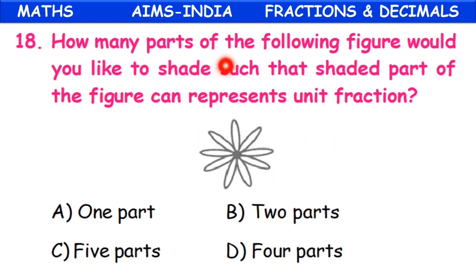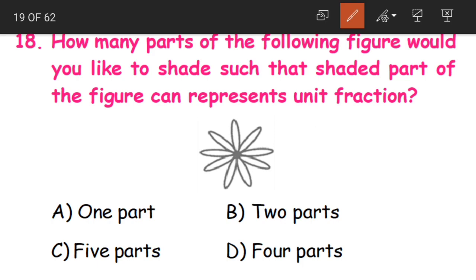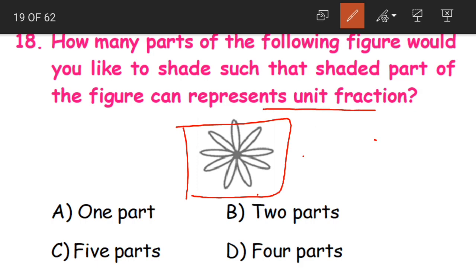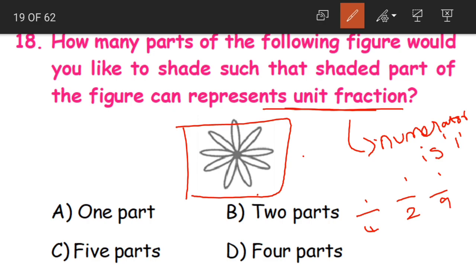Next, question 18. How many parts of the following figure would you like to shade such that the shaded part of the figure can represent a unit fraction? Now what should we do? We should shade this figure so that the shaded part will represent our unit fraction. What is a unit fraction, children? A unit fraction is one where our numerator is 1. Say 1 by 4, 1 by 2, 1 by 9. All these are unit fractions. Why? Because the numerator is 1.